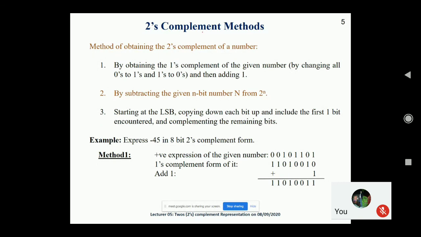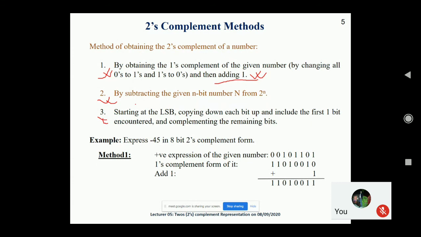There are different types of complement methods we are using for the 2's complement. The first method is obtaining the ones complement of the given number by changing all zeros to ones and ones to zeros, and then adding 1. We are discussing this one. It is very simple, and generally people use this one. The other two methods are also okay. For understanding purposes, you can use the second and third methods also.